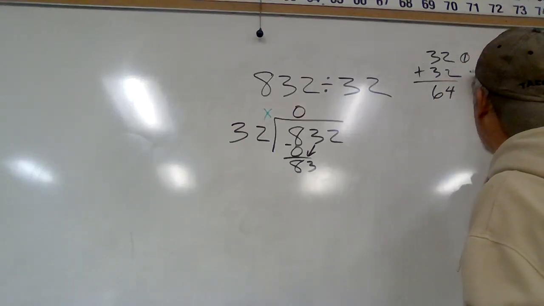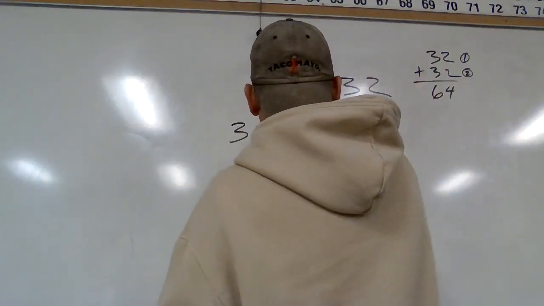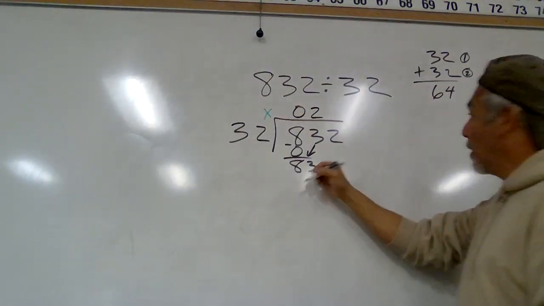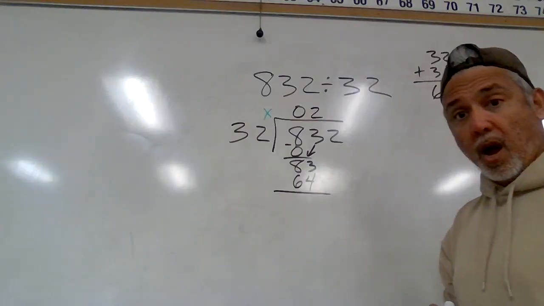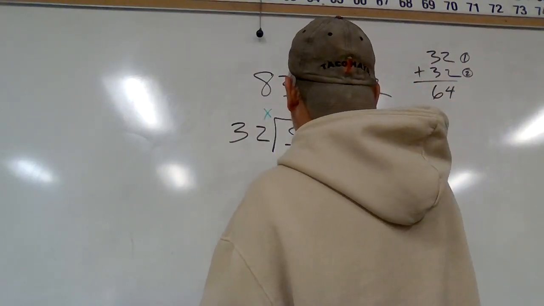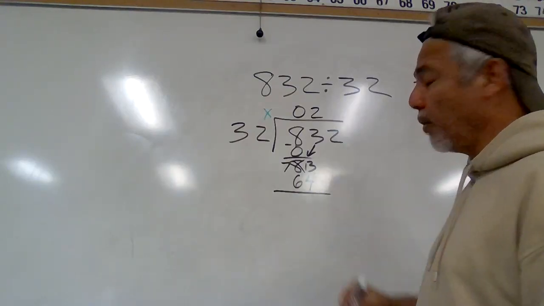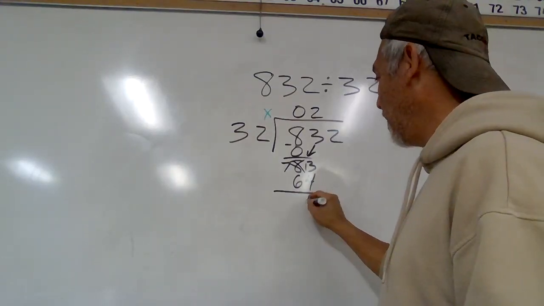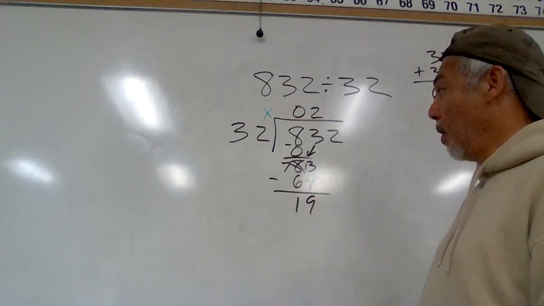So here I used 32 one time. Here I used 32 the second time. So that 2 goes over the 3. And then what do I write down here? 64. What are we going to do with it? Subtract. So I cross out my 8, change it to a 7, change my 3 into a 13. 13 take away 4 is 9. 7 take away 6 is 1.